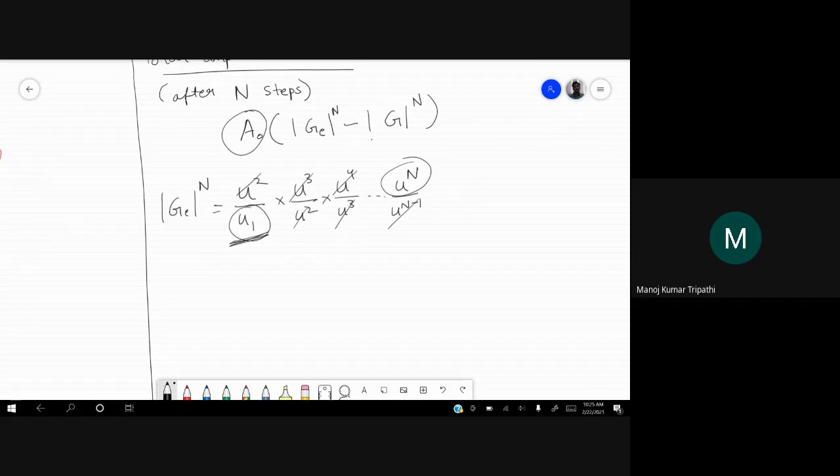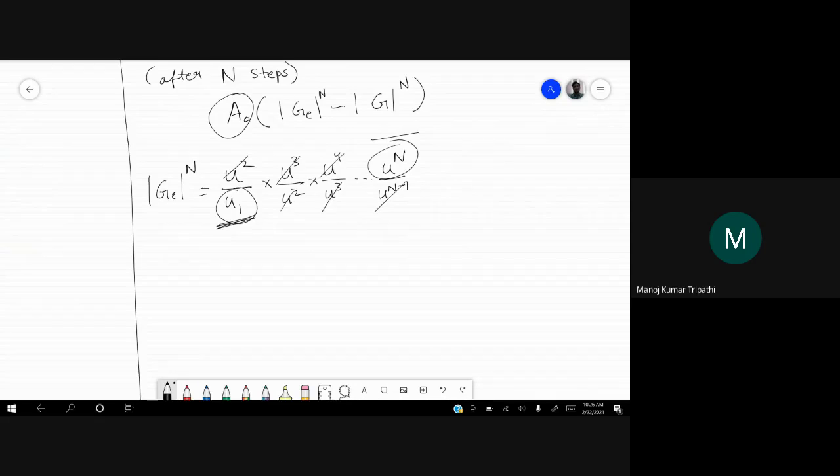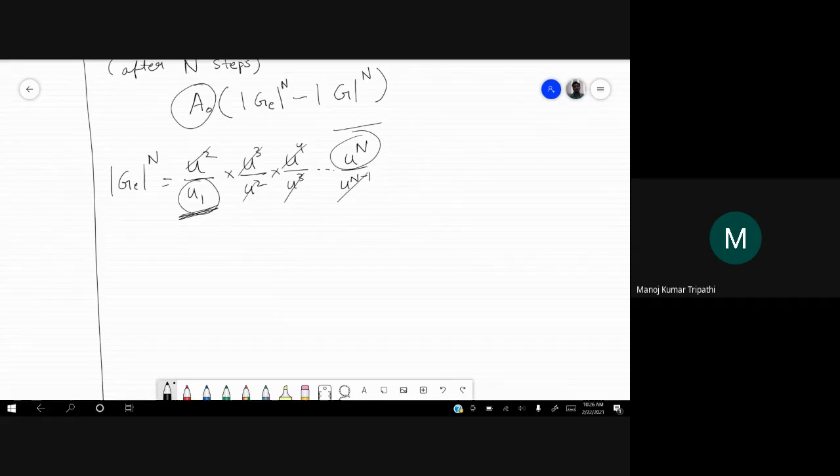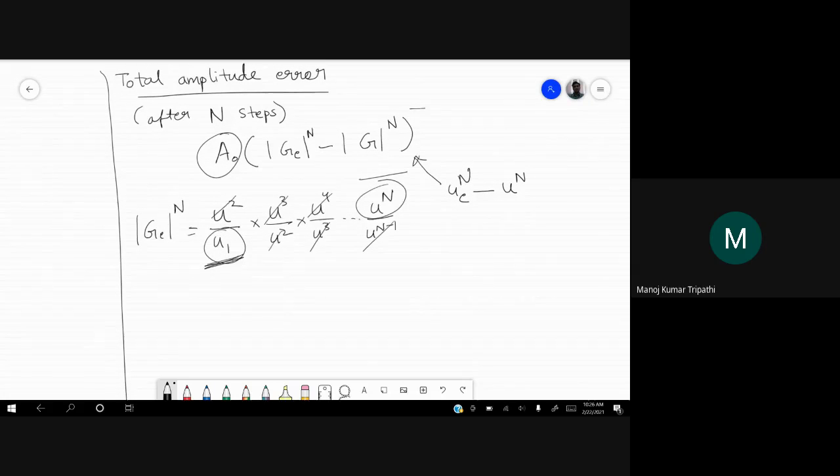And similarly, this mod G^n also tells you about the numerical amplitude after the n time steps. It can be time or any other step in general, but here in these problems, these are time steps. Okay, so finally you get un exact minus u at nth time step numerical. So this is the error after n time steps.